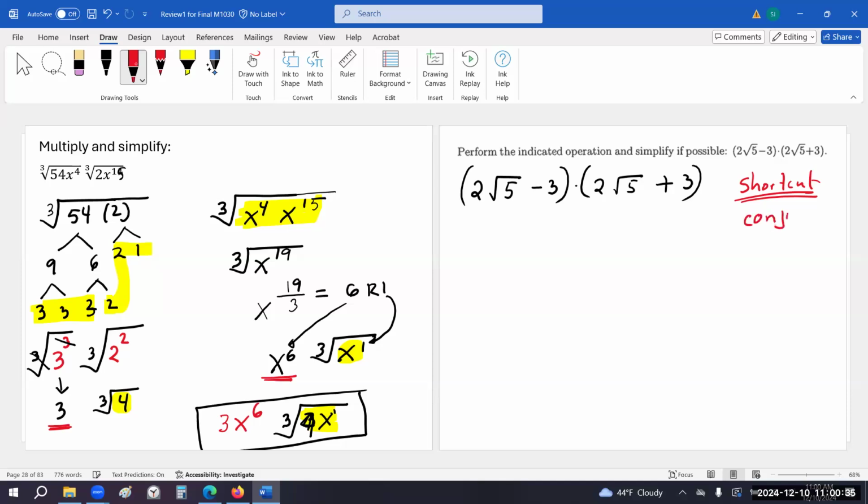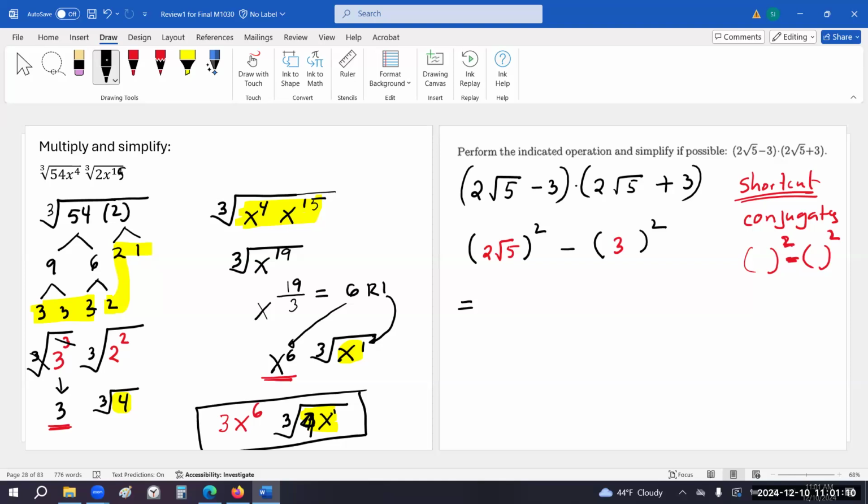So these are conjugates. So when you multiply, we have difference of perfect squares. So first term square minus second term square. What is our first term? 2 radical 5. What is our second term? 3. That's it. We take each of them, square them, and then we simplify.